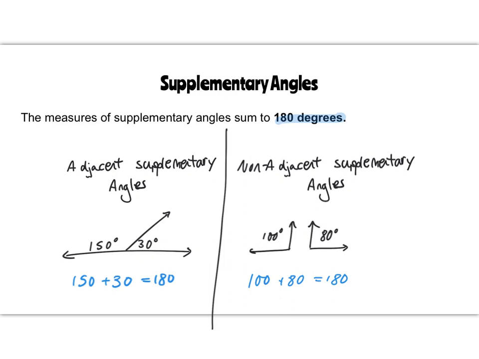And you know what? You may have noticed something cool in my example on the left. Did you notice that my two adjacent supplementary angles formed a straight angle? They sure did. If you put those two together, what you get, when you look at the outside sides, is a straight angle. That's because straight angles also have 180 degrees.